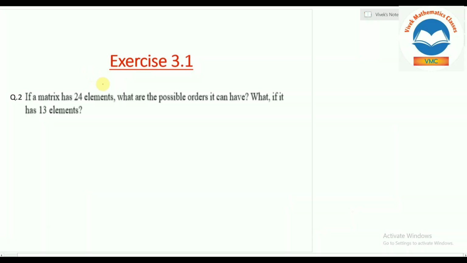What are the possible orders a matrix can have if it has 24 elements, and if it has 13 elements? First we will do 24, then we will do 13. They are saying the number of elements is 24. We know the number of elements is number of rows into number of columns, so how can we factorize this 24? That will be your order.